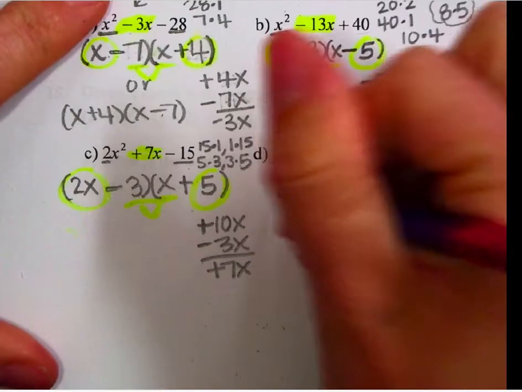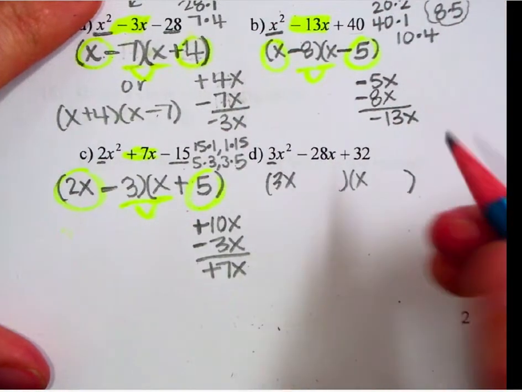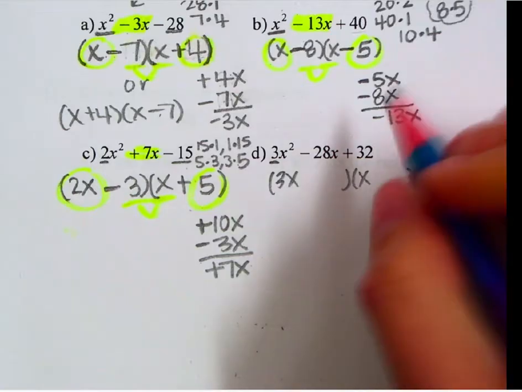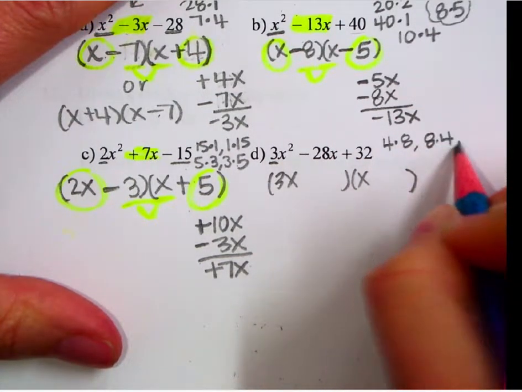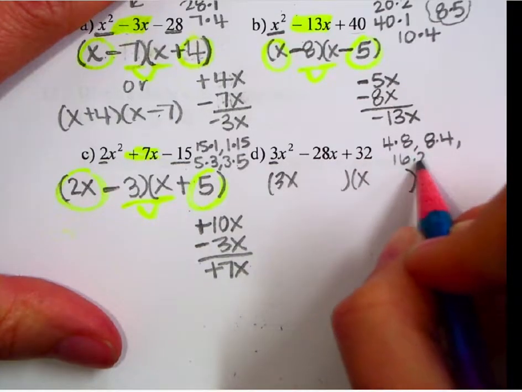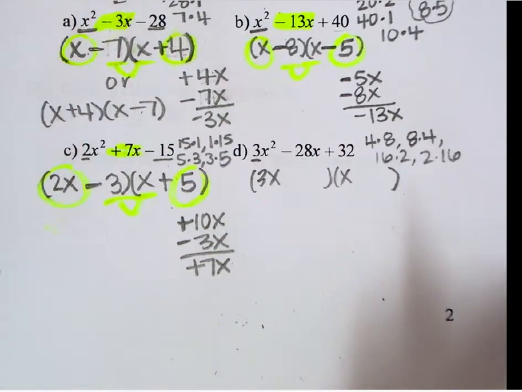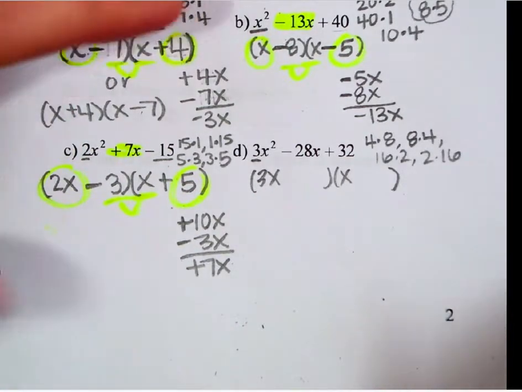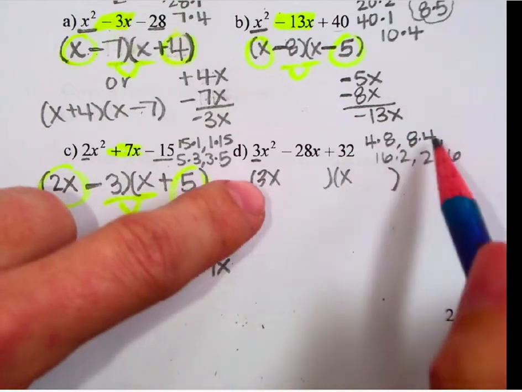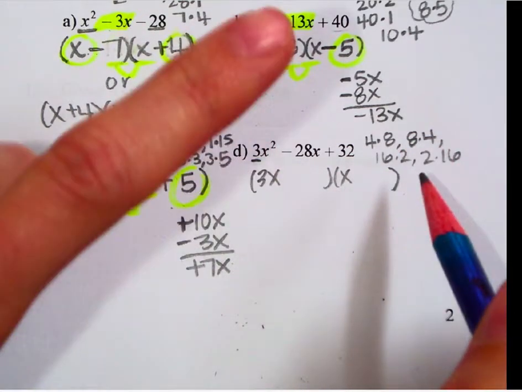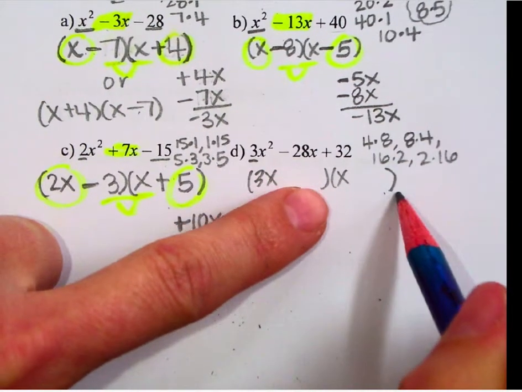And the last one, we know this is going to be 3x times x to get 3x squared. Numbers that multiply to give us 32 can be 4 and 8, 8 and 4, 16 and 2, 2 and 16, 32 times 1, 1 times 32. Okay, so here, I would kind of sit here and figure these in my head. 4 times 8 would give me 24 and 4. So right away, I know 4 and 8 is going to work.